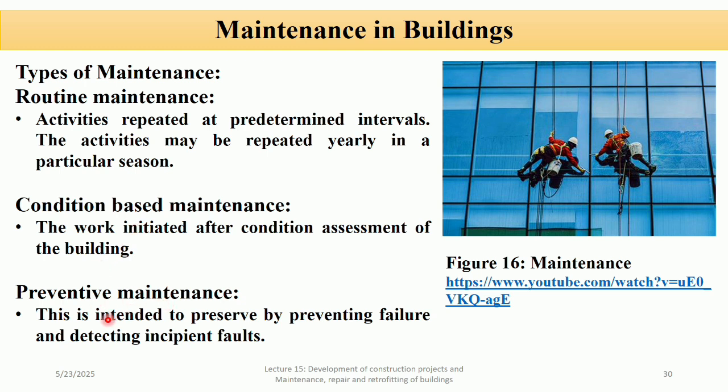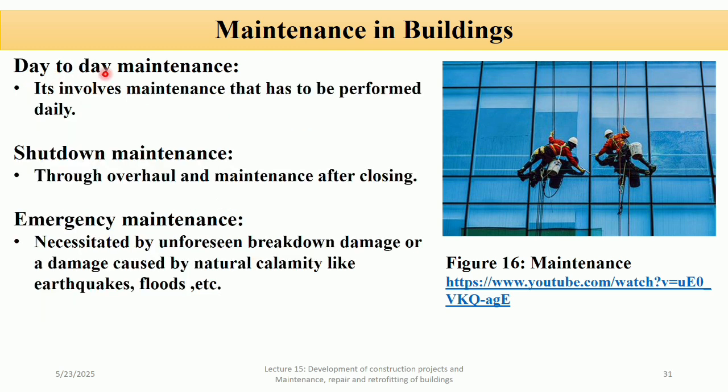Preventive maintenance. This is intended to preserve by preventing failure and detecting problems. We do this to reduce the risk of breakdowns and prolong the service life of material and systems. For example, waterproofing the roof before the rainy season, applying anti-termite treatment before signs of infestation, and regularly checking the electrical system to prevent short circuits.